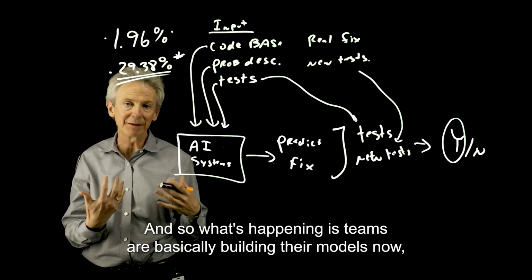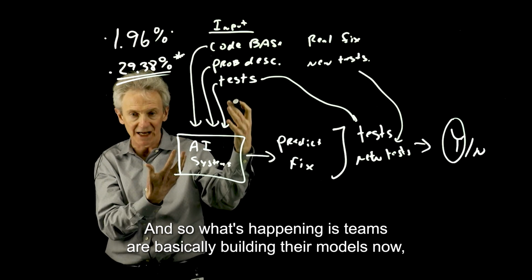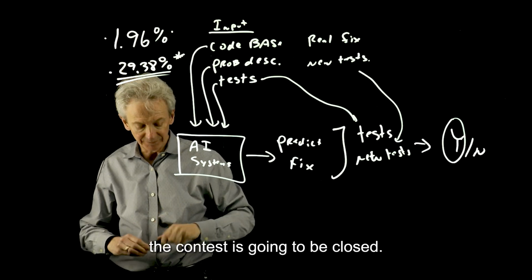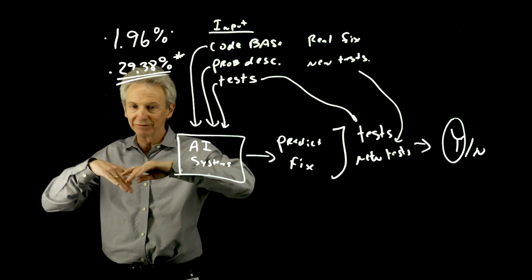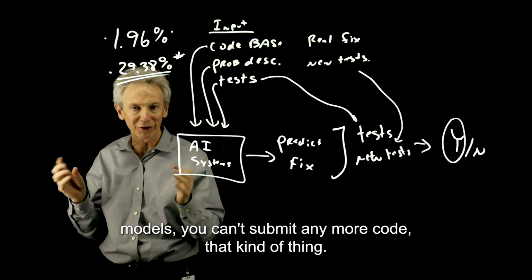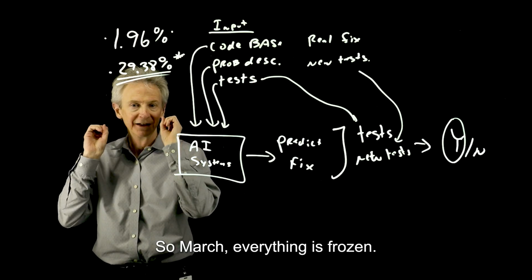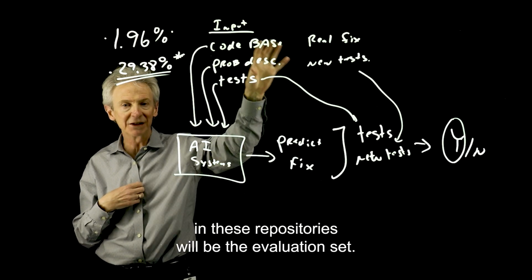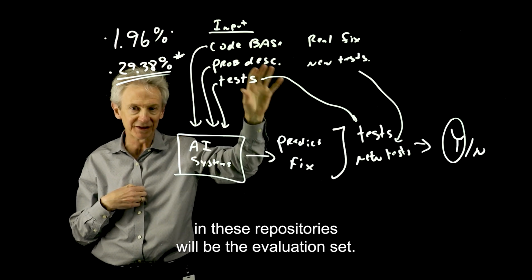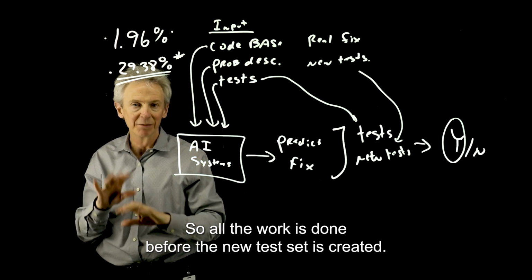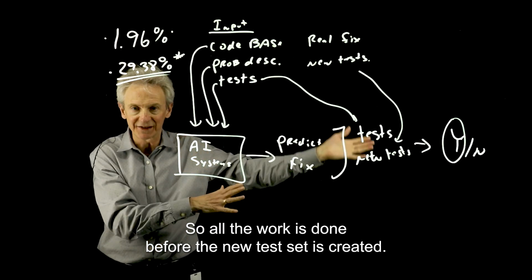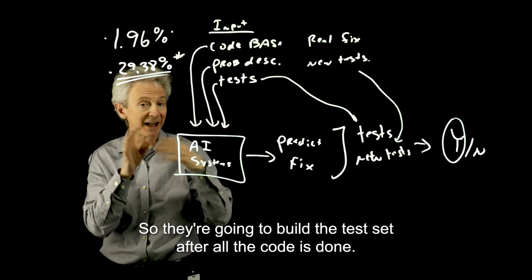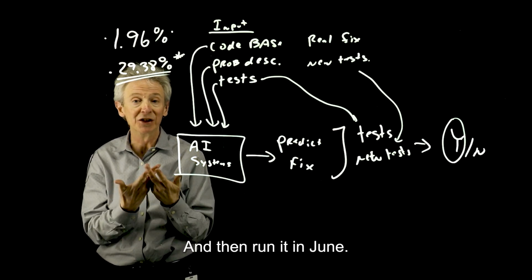And so what's happening is teams are basically building their models now. And what's going to happen is in March, the contest is going to be closed. You can't submit any more models. You can't submit any more code, that kind of thing. So March, everything is frozen. And then bugs reported between March and June in these repositories will be the evaluation set. So all the work is done before the new test set is created. Even the bugs are identified and fixed and that kind of thing. So they're going to build the test set after all the code is done and then run it in June.